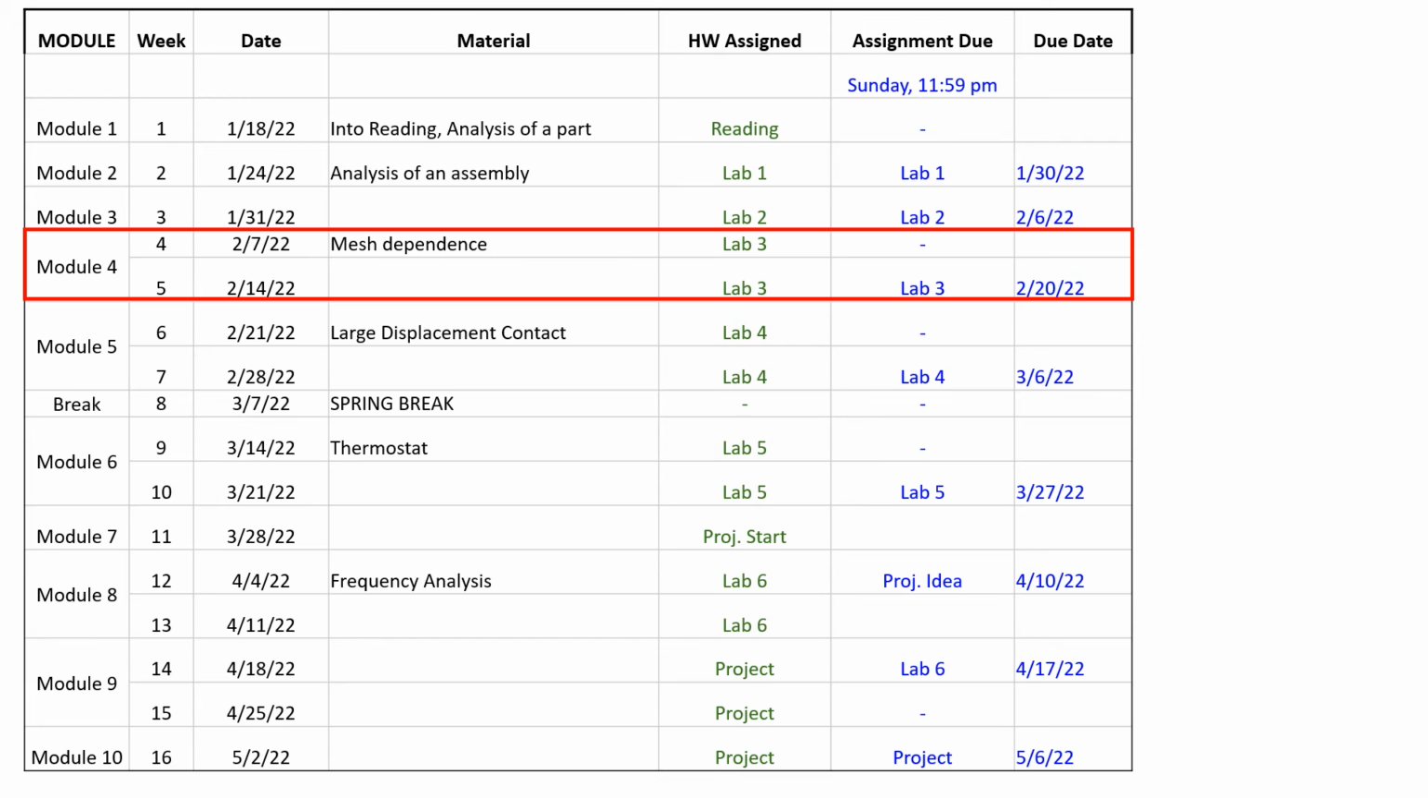So looking at our schedule for the semester, you can see we are now down in our module number 4. We can see this spans 2 weeks: the week starting on the 7th and the week starting on the 14th, and we'll be covering mesh dependency as the material for this module 4. Your assignment here is lab number 3, and that is going to be your deliverable as well, due on Sunday at the end of the day on the 20th of February.